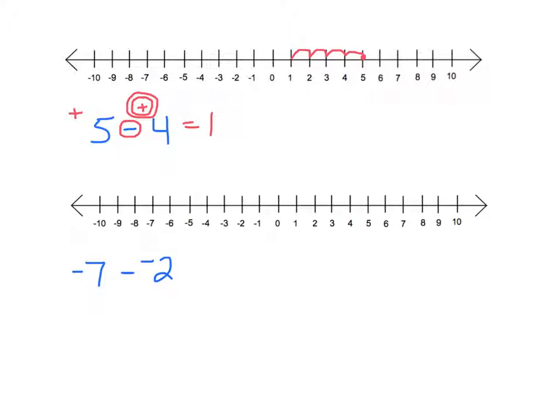We are going to do exactly the same thing when we have this problem, negative 7 subtract negative 2. I have a negative number, so I'm going to put my finger on negative 7. The second number is also negative, which would seem to indicate again that I'm going to be going in the negative direction. But because I am subtracting, I'm going to do the opposite of whatever that sign is. So instead of going in a negative direction, I'm going to go in the positive direction 2 places, and I'm going to end up with an answer of negative 5. So negative 7 subtract negative 2 is actually equal to negative 5.